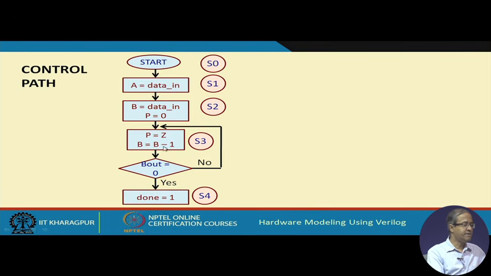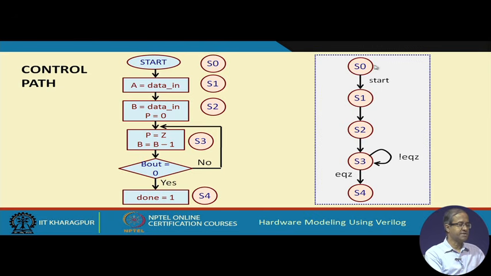So, you see here you are defining the different steps and also identifying some states side by side. So, the initial state I am calling S0. Whenever start is activated, I go to state S1, then S2, then I go to S3 and I remain in S3 till B out is equal to 0. Only when B out equals 0, I go to state S4. So, the state transition diagram for this example will look like this.